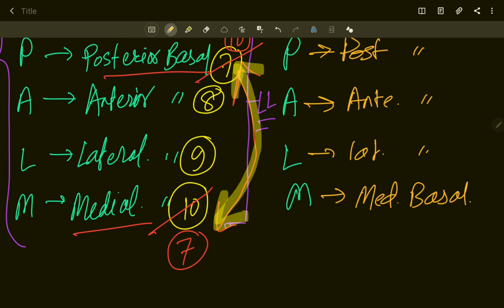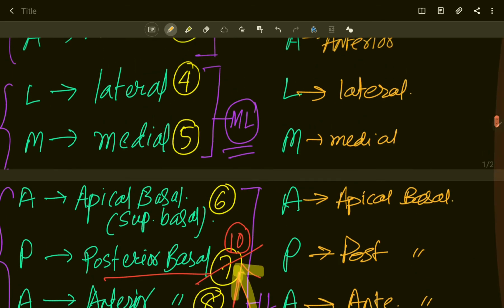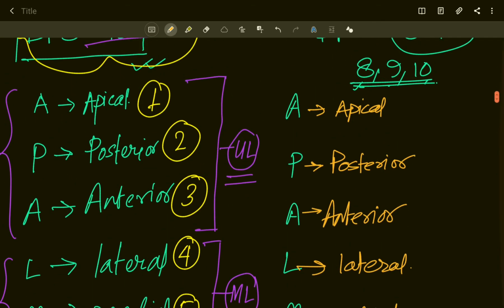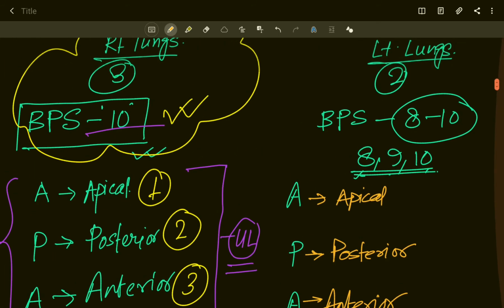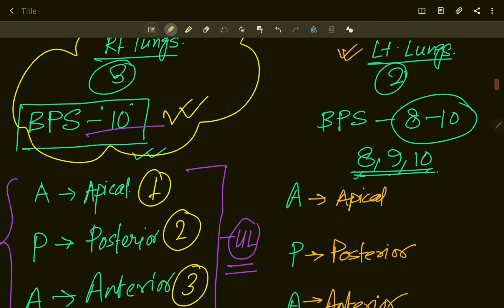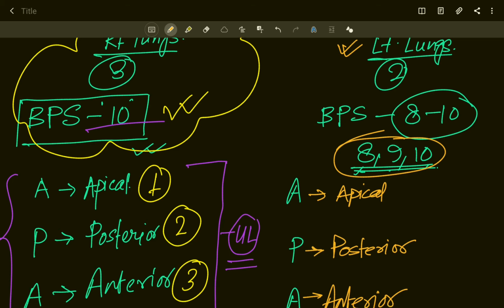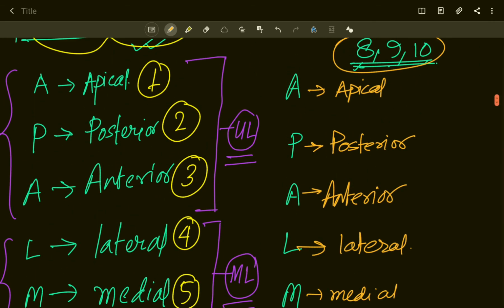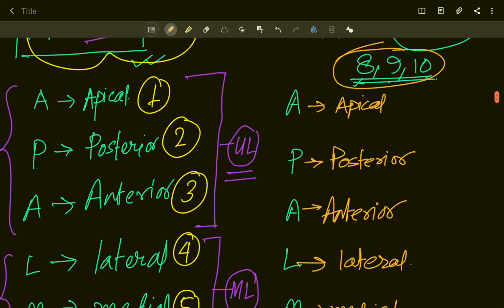I am also writing the 10 segments on the left side, but I already told you that your left lung contains either 8, 9, or 10 bronchopulmonary segments. So this number is variable. Now you can see that our left lung has 2 lobes, the upper lobe and the lower lobe. So there is no middle lobe in your left lung, okay.